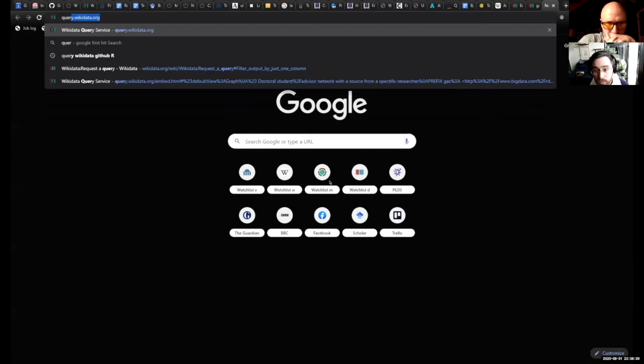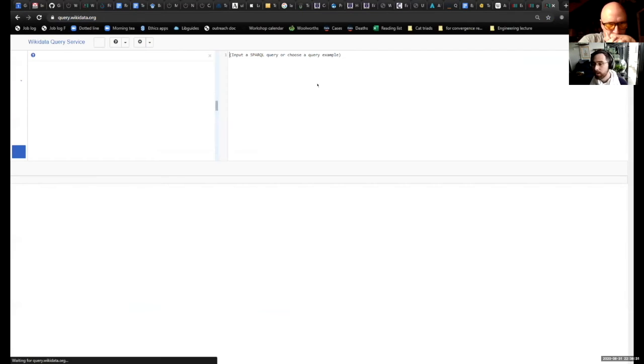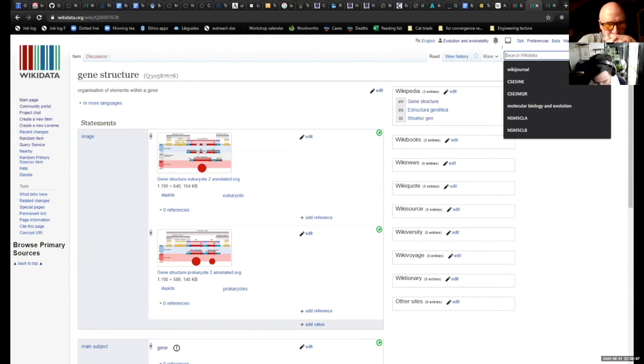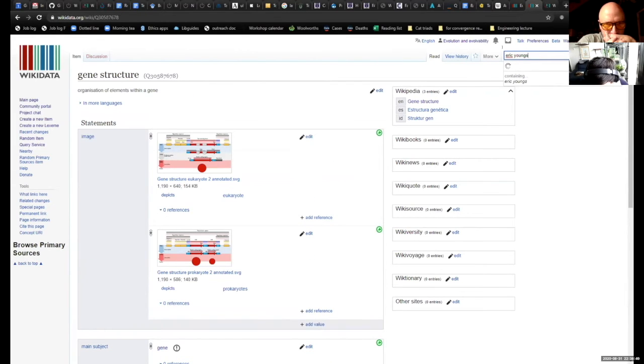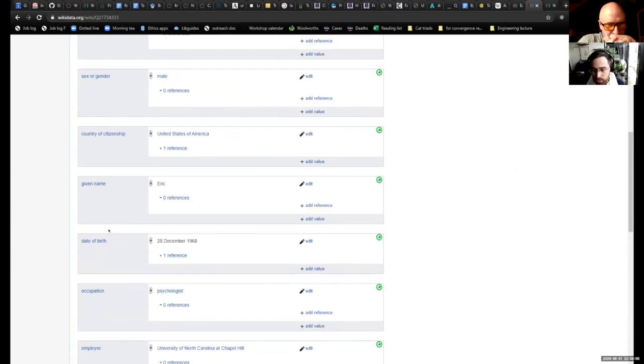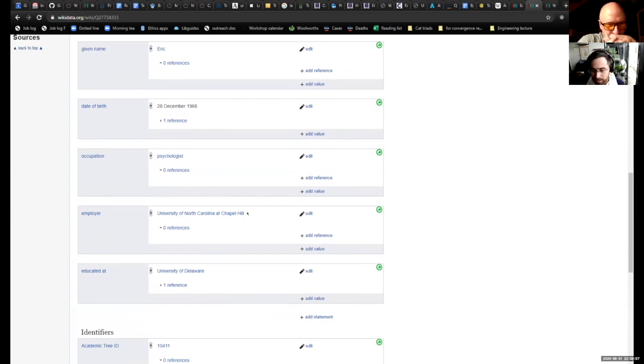So SPARQL is, again, this is just a SQL language, but specifically SQL for items written in this particular RDF format. So I'm actually going to go up here and we're just going to go to Eric Youngstrom, look at your item, and I just want to check that it's vaguely, there's a few bits.